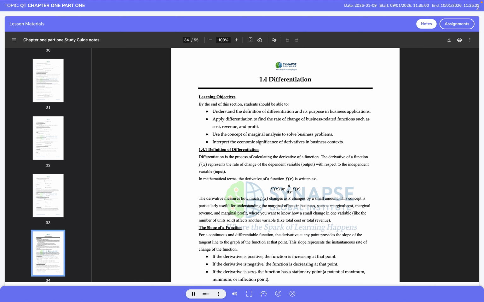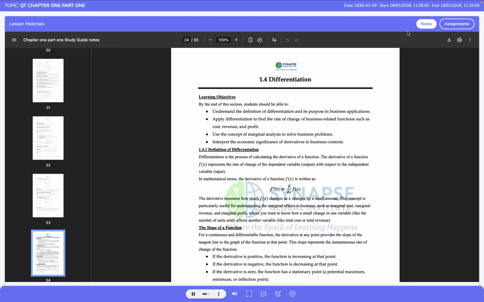The derivative measures how much the value of the function changes as the value of x changes slightly. In business contexts, this allows us to analyze marginal cost, marginal revenue, and marginal profit. For example, rather than looking at total cost, a firm is often more interested in how cost changes when output increases by 1 unit, and that is exactly what the derivative provides.